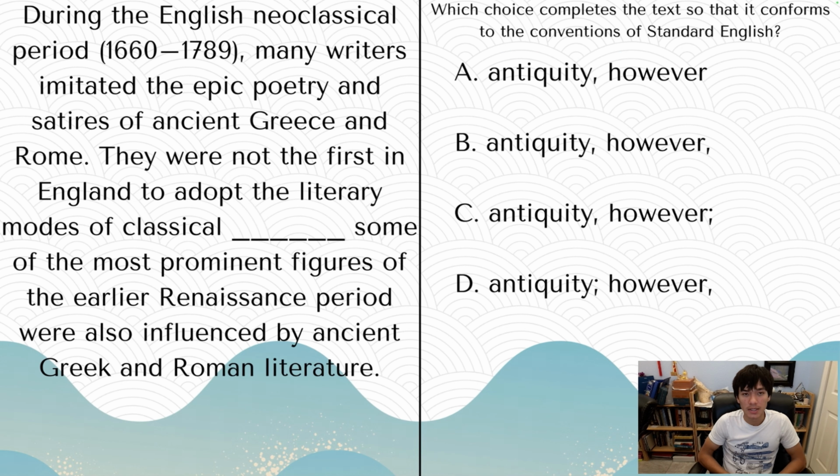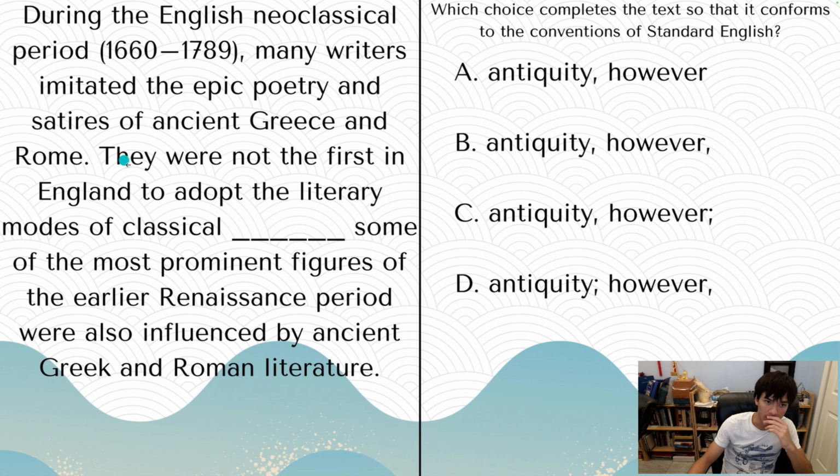During the English neoclassical period, 1660 to 1789, many writers imitated the epic poetry and satires of ancient Greece and Rome. They were not the first in England to adopt the literary modes of classical blank. Some of the most prominent figures of the earlier Renaissance period were also influenced by ancient Greek and Roman literature. So which one is right here? I'll give you some more help, okay?